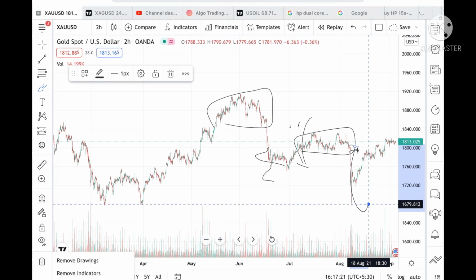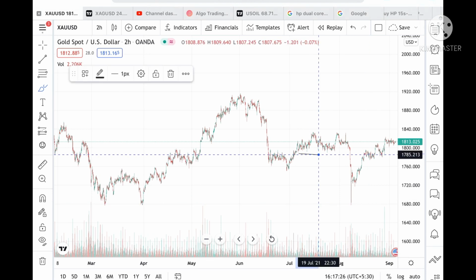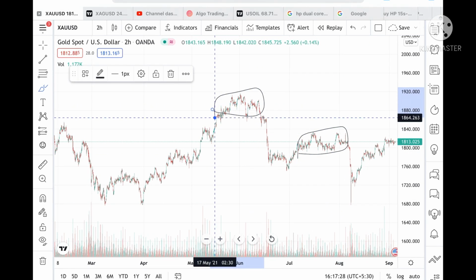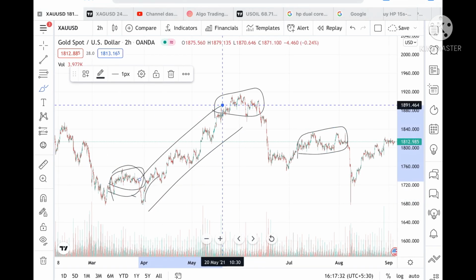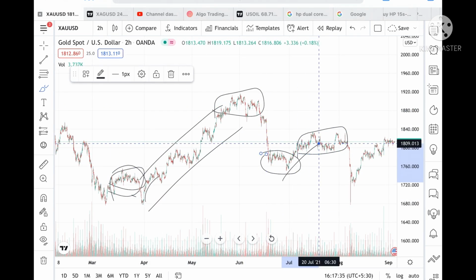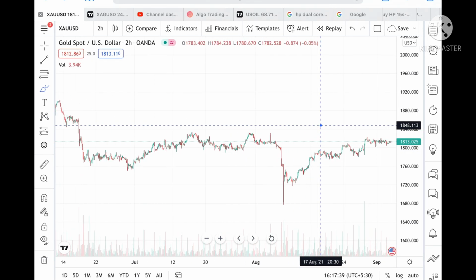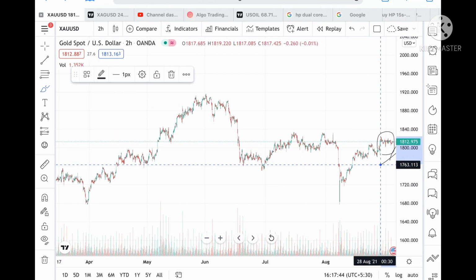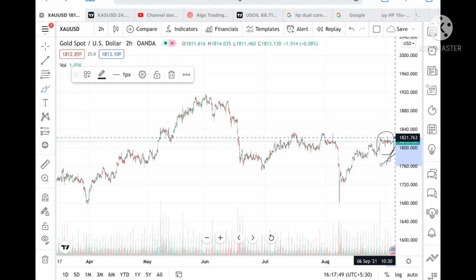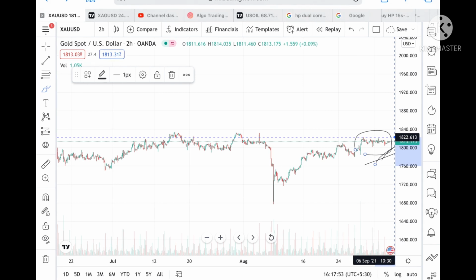So suppose such a pattern is forming again. See, when this pattern breaks upside, we have seen a sharp rally upside also. This pattern breaks upside, we have seen a good rally upside also. So as of now we can see that the price is in this particular range, moving at around 1813. Suppose if the price stays above this level, the high of that particular range is 1822.